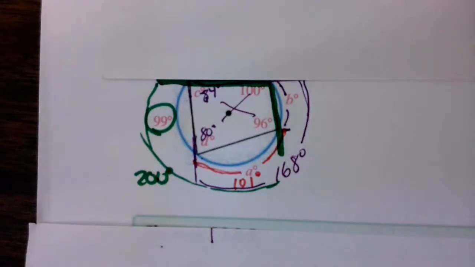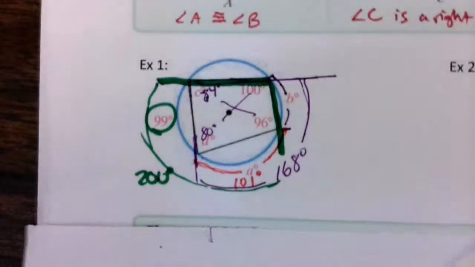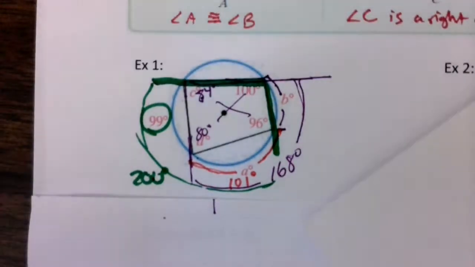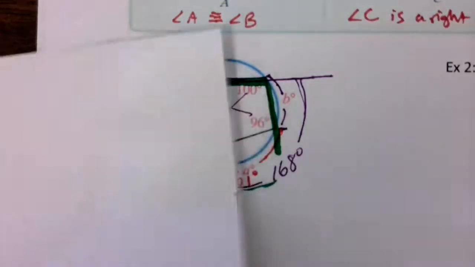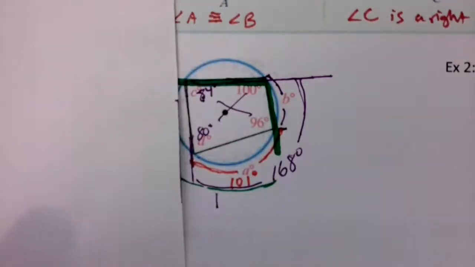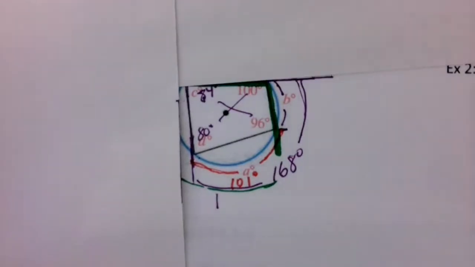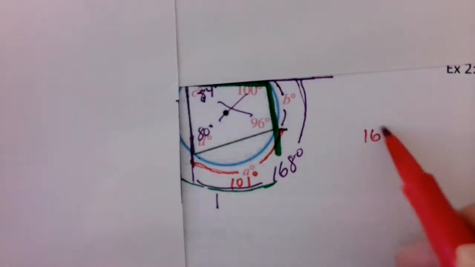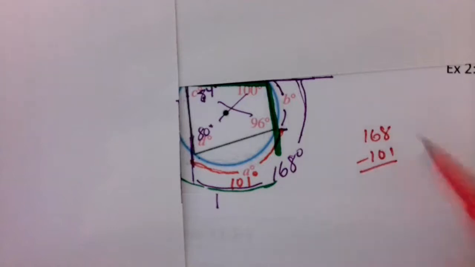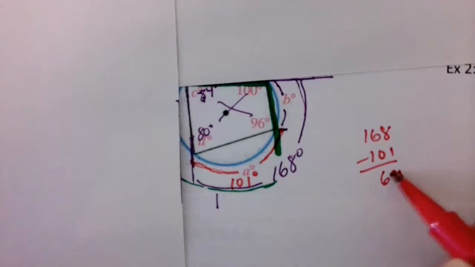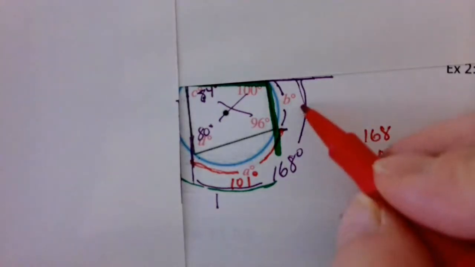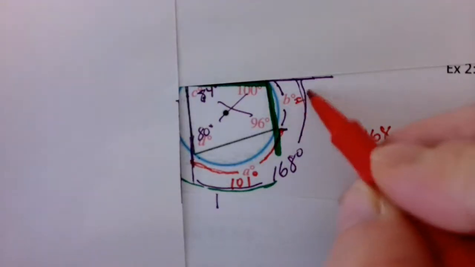So quadrilaterals are weird because we always end up with 2 arcs. But now look what happens. If I go back to this 168 degrees, which was this arc, the sum of A and B, and I just figured out A is 101, that means 168 minus 101. That's 67. Okay, 67 degrees. B is 67 degrees.